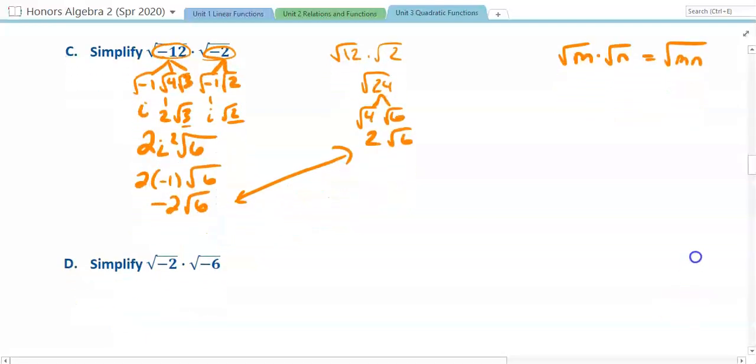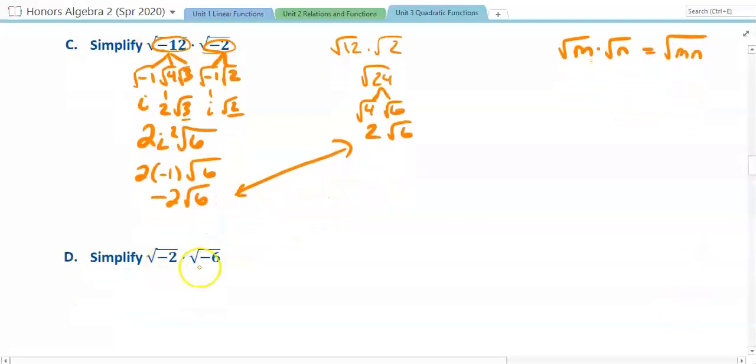Okay? So again, I want you to pause the video here, try example D. Square root of 2 times the square root of negative 2 times the square root of negative 6. All right, let's take a look at this answer. The negative 2 will split up to negative 1 and 2. The 6 is going to break up into negative 1, and then the 6 doesn't break up, but watch what we can do here.